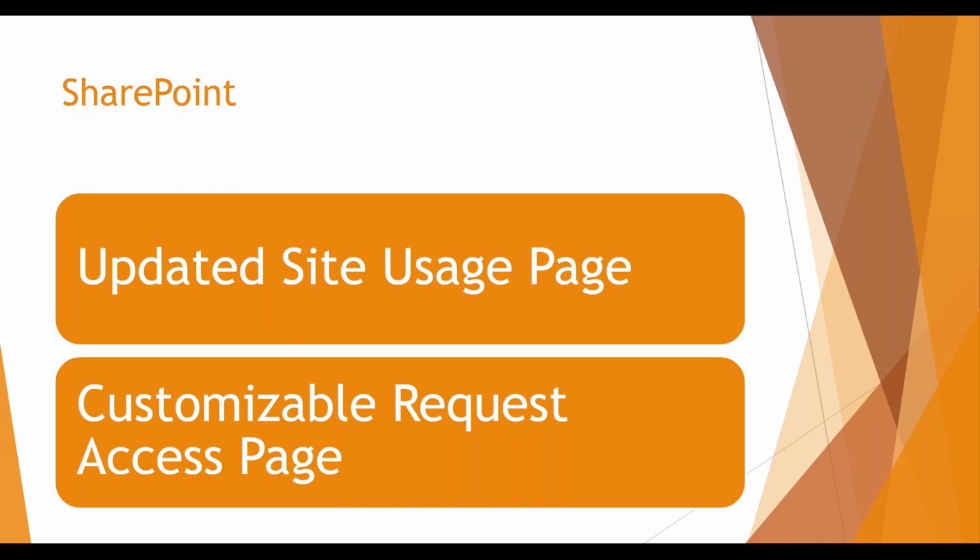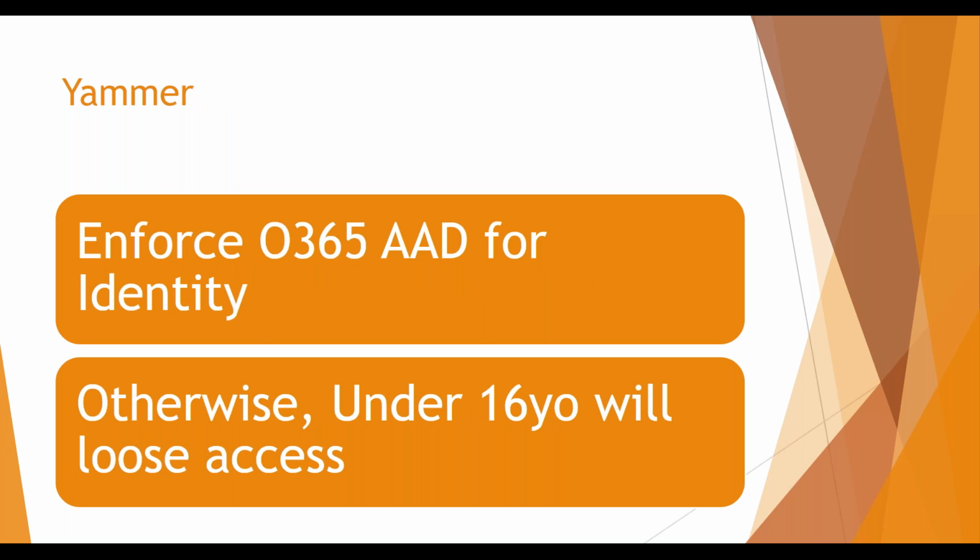Next, on the SharePoint front, updated site usage pages and customizable request access pages are now becoming available. It's just making SharePoint easier to work with, easier to build solutions up against. In the Yammer front, we can now enforce Office 365 AADs for your identities. Otherwise, under 16-year-olds will lose access. So they're trying to make it available to everybody.